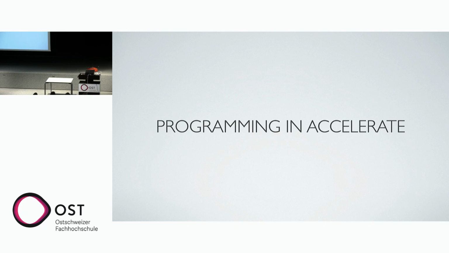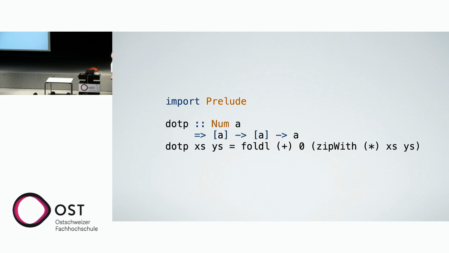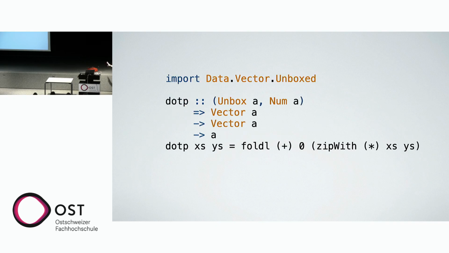So how can you actually program in Accelerate? Let's start with a very simple example, just to give you an idea. If I want to implement a dot product in Haskell, a point-wise multiplication and the sum of two lists, I can use zipWith and foldl. And because lists are not necessarily the fastest thing around, if I want it a bit faster, I can use, for example, unboxed vectors. The code doesn't change at all. I just import a different library, and the type changes.